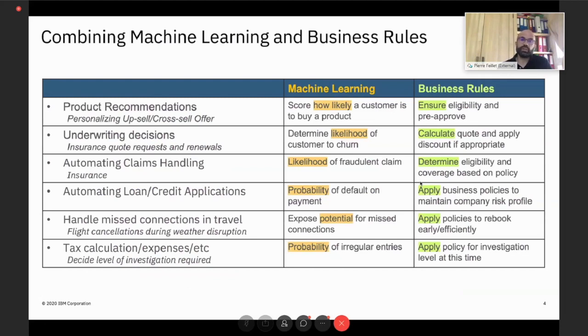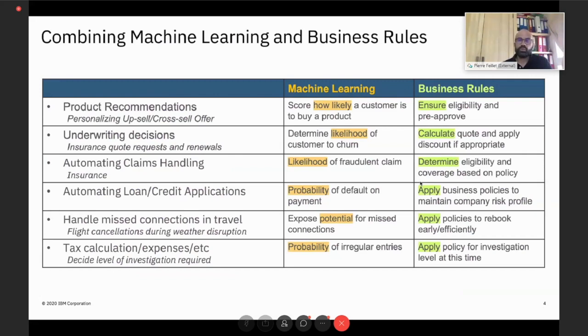probabilities, risk and opportunities. So we score how likely a customer is to buy a product, the likelihood of a customer to churn, of a fraud, of a default on payment for a loan, and so on. And for the business rules, what we usually do is that we ensure the eligibility in a pre-approval or an approval process. And so this eligibility is based on the regulations, business policy. So they are coming from the human expertise, and there is a compliance.